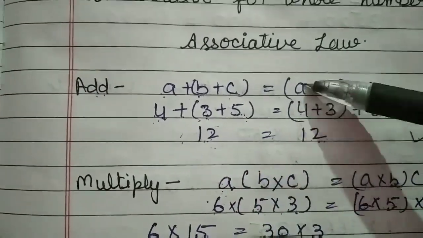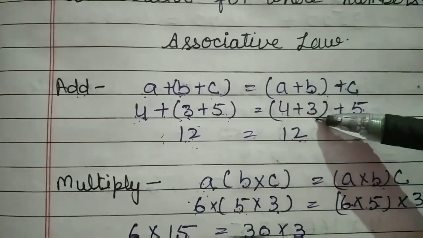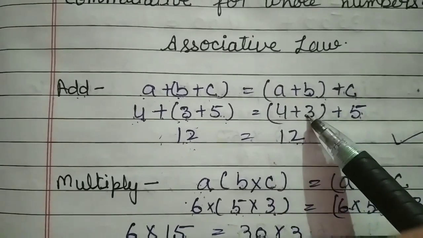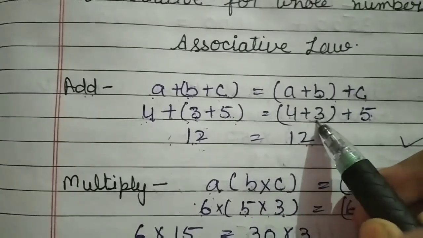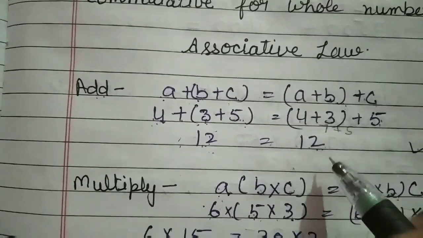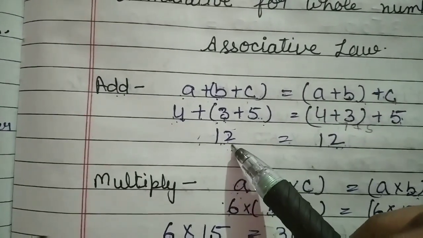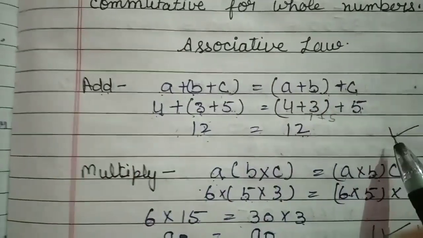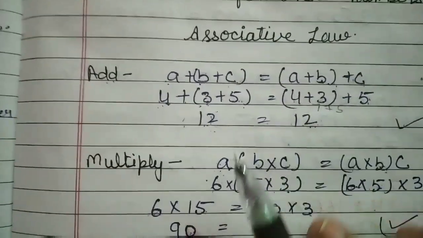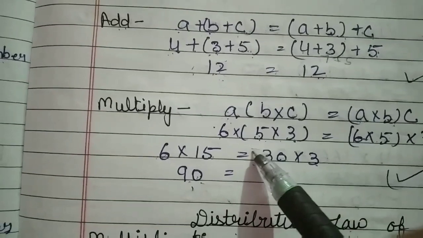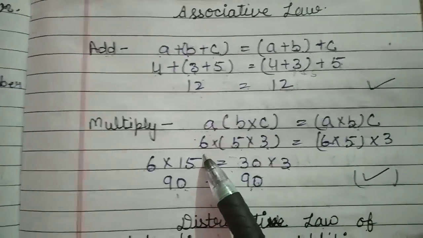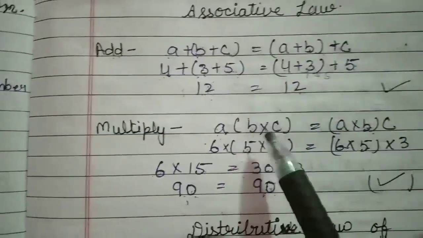Now here again, 4 plus 3, B is equal to 3 and C is equal to 5. 4 plus 3 is 7 and plus 5 is also 12. So LHS is equal to RHS, which means that addition is applicable in associative law. Now multiplication. If in addition we are adding, in multiplication we will multiply. So A into B into C.